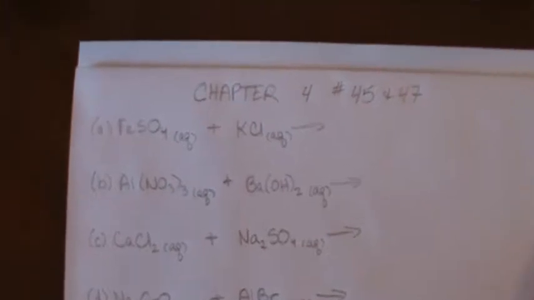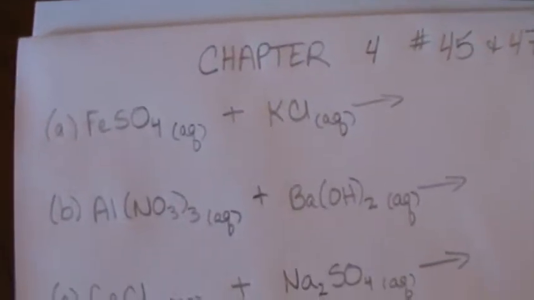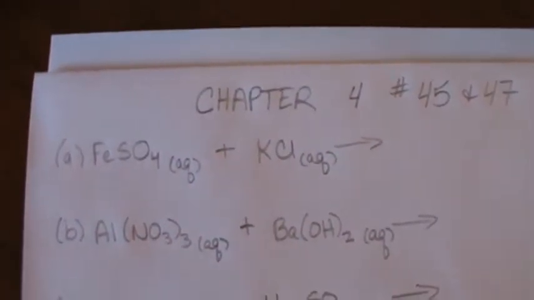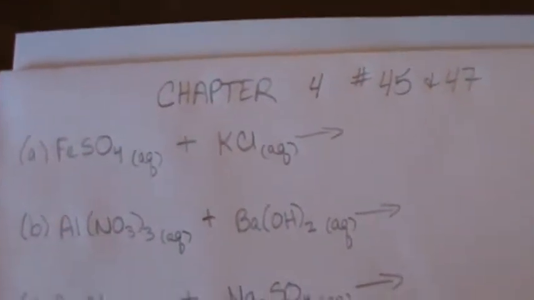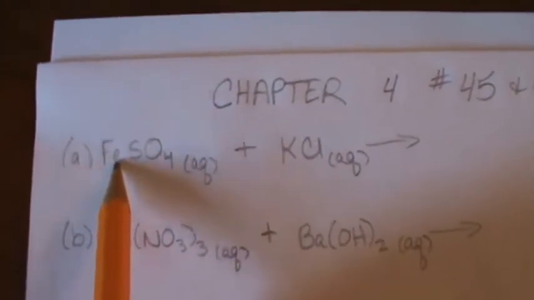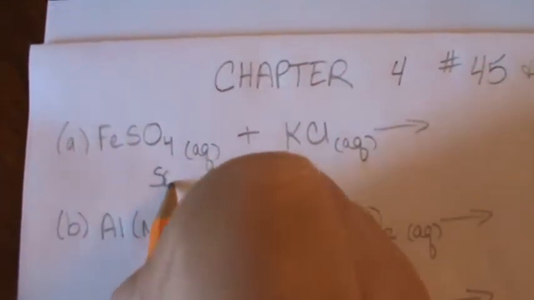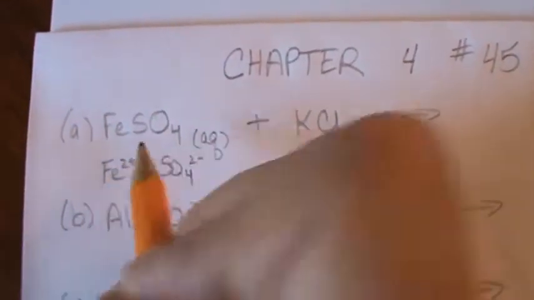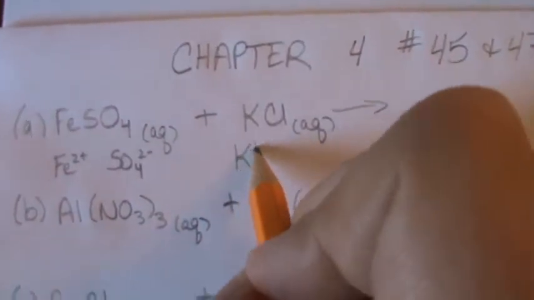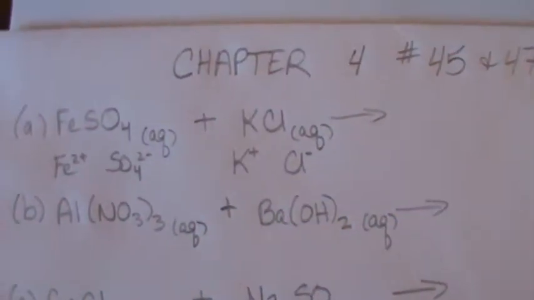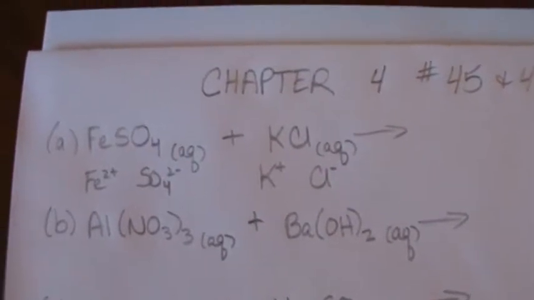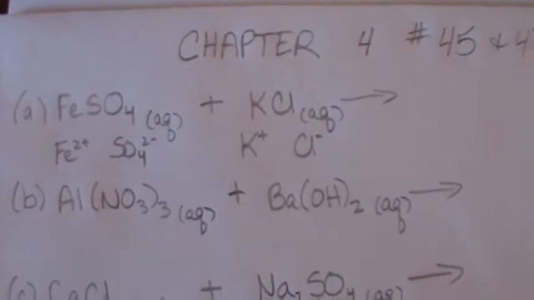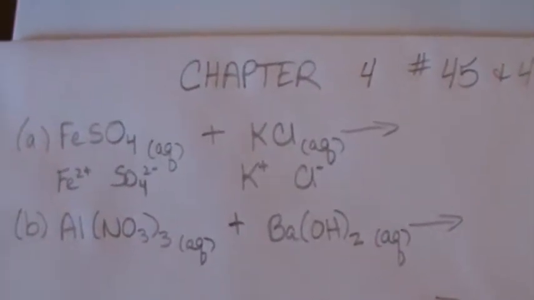Okay, so if we look at this first one, one of the things I really like to do when I'm trying to decide what precipitate, if any, will form is break these into ions. Okay, so if we look at this iron sulfate, let's figure out what these are. Well, this is SO4 2 minus, and so this is Fe 2 plus, and this is potassium, and this is Cl minus. Okay, so if we look back at our rules for solubility, we can determine whether or not these will bind to form a precipitate.